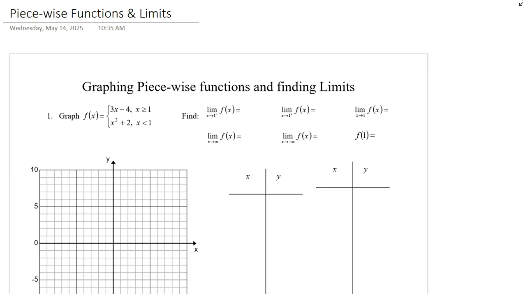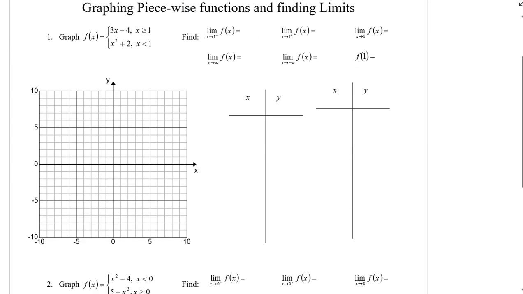All right, so just as a reminder, a piecewise function is so called because it comes to us in pieces. So if we jump right into number 1 here, it says graph the function f of x, which comes to us in two parts. For the x values that are greater than or equal to 1, we are going to use 3x minus 4 to evaluate. For the x values that are less than 1, we're going to use the expression x squared plus 2 to evaluate.